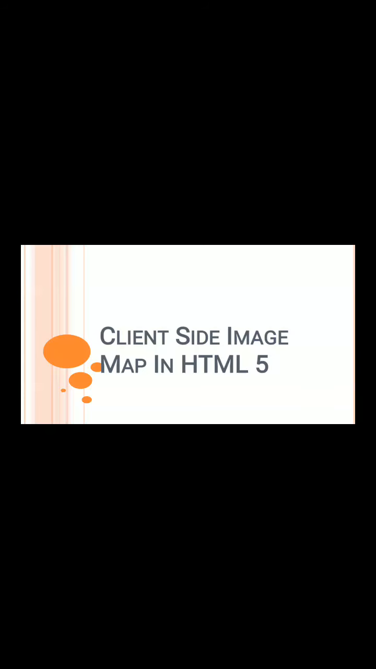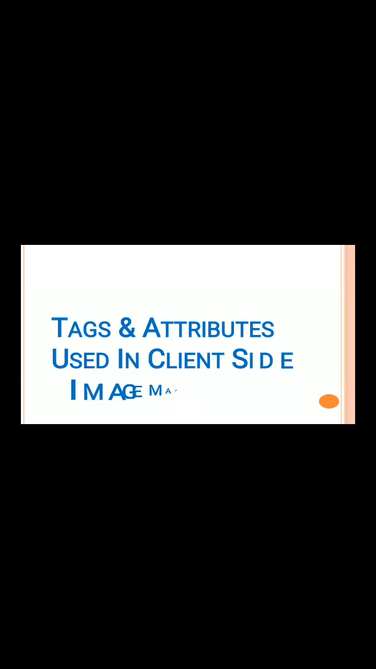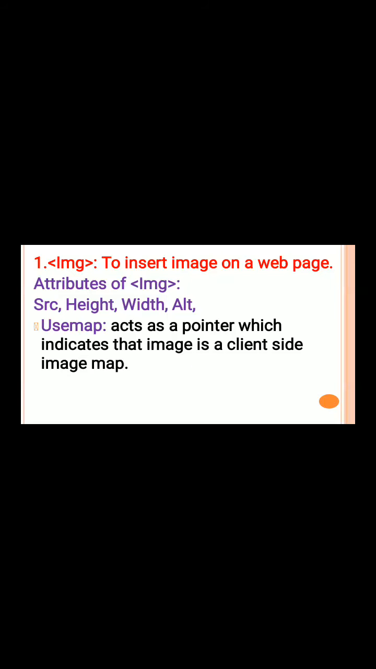In this video, we'll see which tags and attributes we can use in client-side image map. So we'll see tags and attributes used in client-side image map. The first tag which we use is nothing but the img tag, which we already learned in our 11th syllabus. The img tag is used to insert an image on a web page.